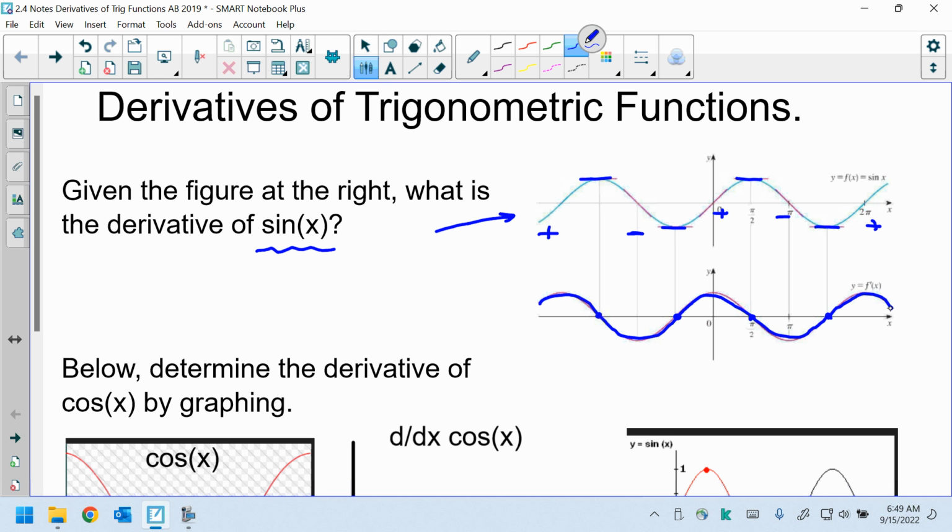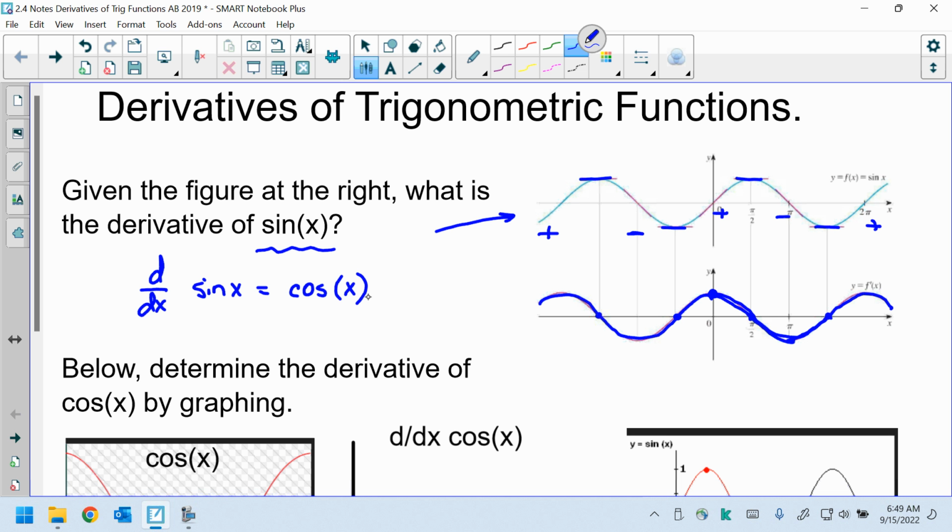Now what does that look like to you? What do you know that starts at 1, and then by pi over 2 becomes 0, by pi becomes negative 1, 3 pi over 2 becomes 0? If you're saying that the derivative of the sine of x is equal to the cosine of x, you are absolutely correct, and you know your first trig derivative.